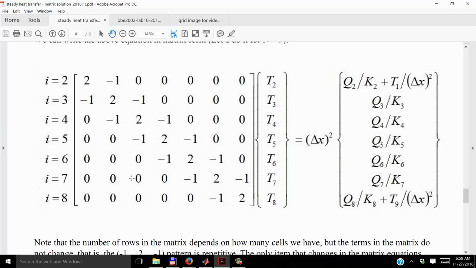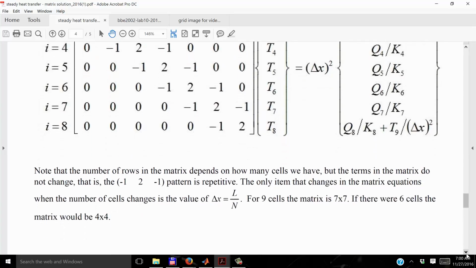So if the wall is divided into 9 grid cells, we end up with a 7 by 7 matrix. That matrix is multiplied by the vector of temperatures. These are the temperatures at the grid cell points. And the right-hand side is composed of this. We can see most of the right-hand side is just the ratio of Q over K multiplied by delta X squared. The two endpoints have the temperature on the left-hand side wall and the temperature on the right-hand side wall in the expression.